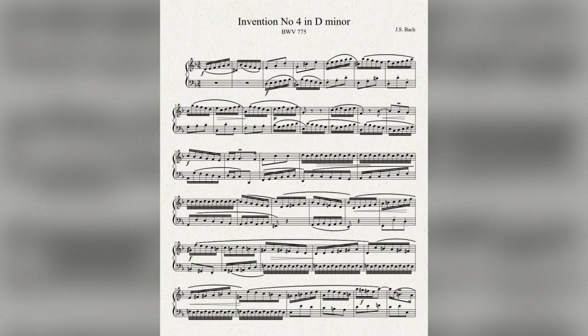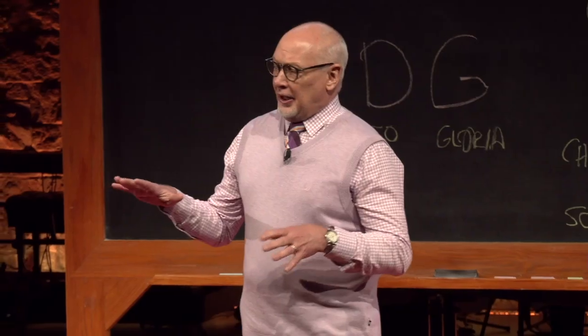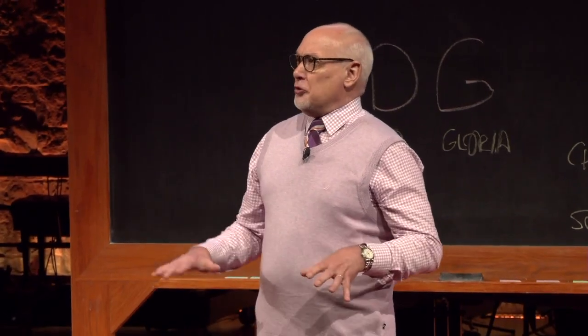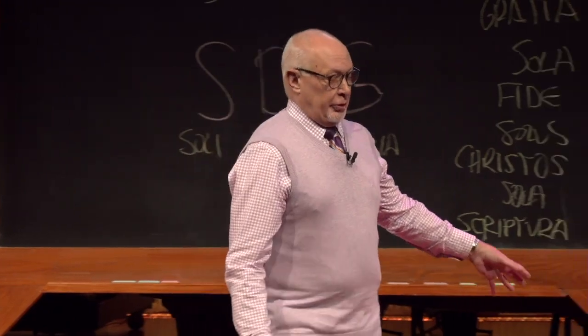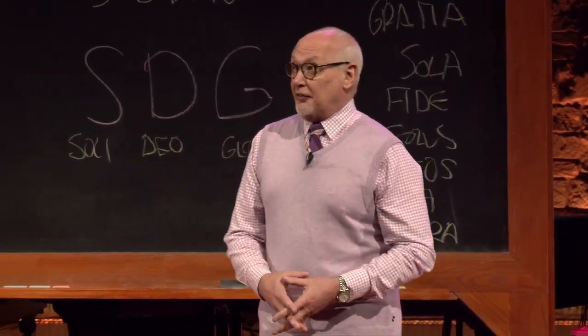Johann Sebastian Bach wrote 15 of what he called inventions, and they were designed as tutorials for his music students. Bach was exploring a new form of composing music on the new instrument, the harpsichord, which the piano had not yet been invented or perfected.